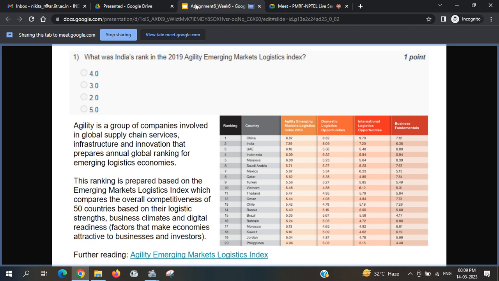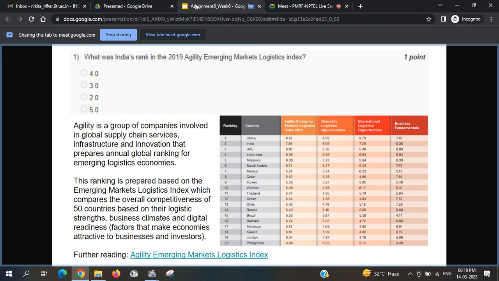So the first question for today is, what was India's rank in the 2019 Agility Emerging Markets Logistics Index? And you are given 4 options: 4, 3, 2 and 5. What the Agility Emerging Markets Logistics Index basically is, it's a logistics index that is created by Agility. Agility is a group of companies which is involved in global supply chain services, infrastructure and innovation.